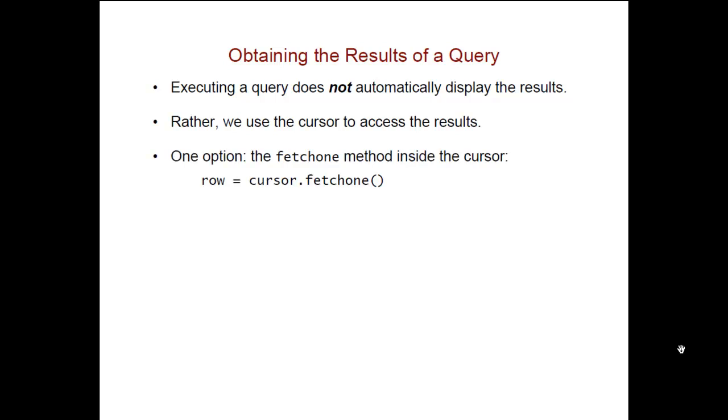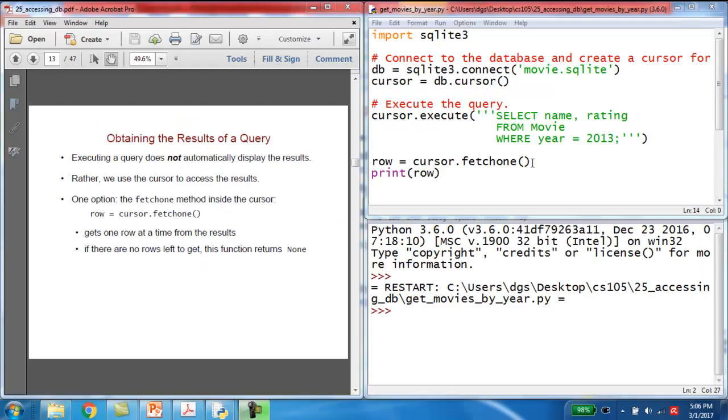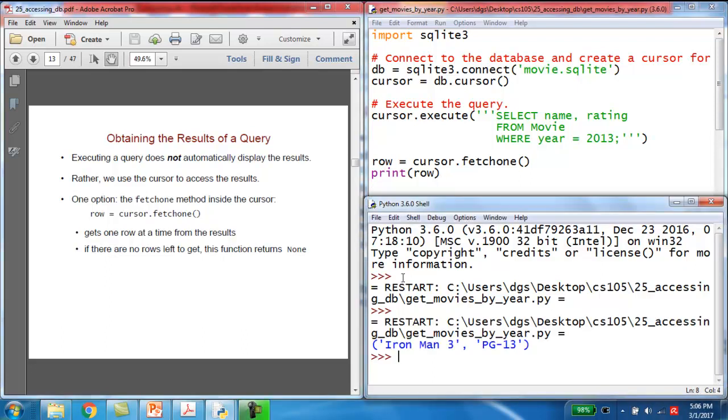One way to do this is using a method that's inside the cursor called fetchone. Fetchone gives you back one row at a time from the results, and we assign that row to a variable. If there's nothing left from the results, you're going to get back a special value called None. You can see that I've added a call to fetchone to our program. I'm storing the result in the variable row, and I'm printing the value of that variable. If I run this, you'll see that I get something that looks like this.